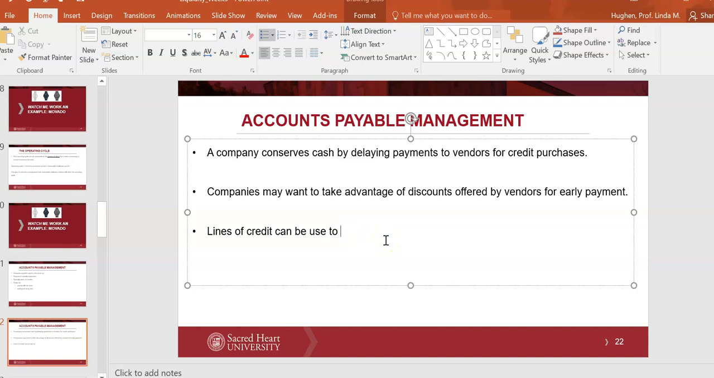Another option is lines of credit. Lines of credit may be used to pay trade accounts or accounts payable with borrowed funds. This is typically going to be used when the company really needs cash, an illiquid company. A line of credit is simply a bank offering you money that you can borrow when you need it. And so there's no interest. It's there if you need it. Think about a credit card. That's a line of credit. It's there if you need it. You're not paying any interest if you're not using it. But if you want to take advantage of that line of credit, you have it there for you.